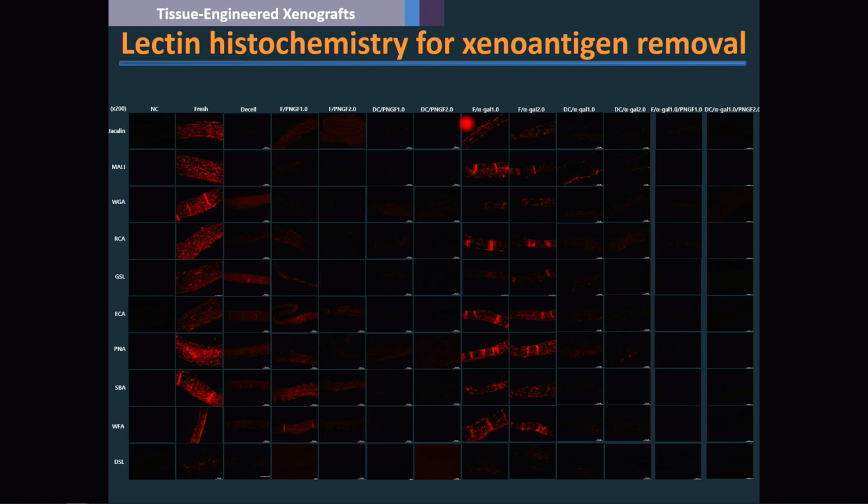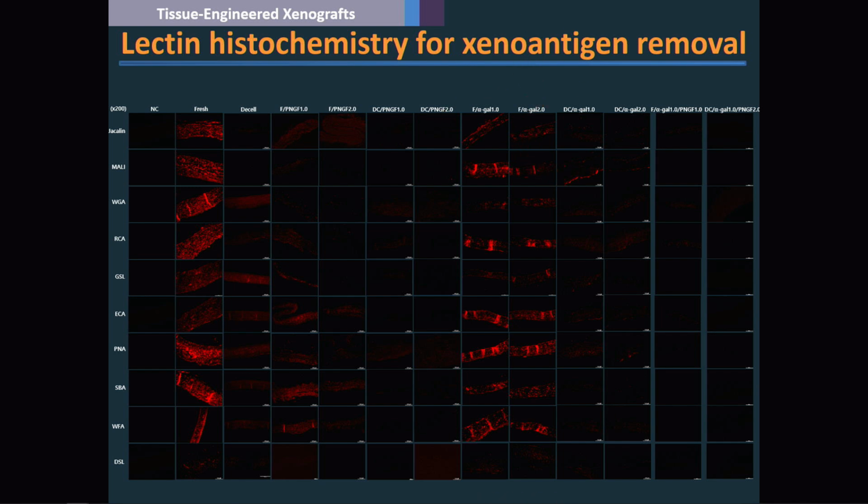This lectin histochemistry slide showed the synergistic effect of decel, alpha-galactosidase treatment, and PNGF treatment. Decel decreased fluorescent signal, but still remained, and PNGF treatment decreased fluorescent signal in a concentration dependent manner. Also, alpha-galactosidase decreased lectin expression in a concentration dependent manner, and the PNGF treatment is much better than alpha-galactosidase treatment.